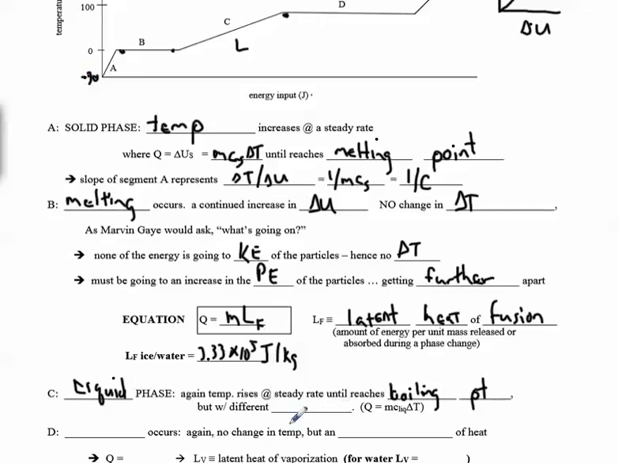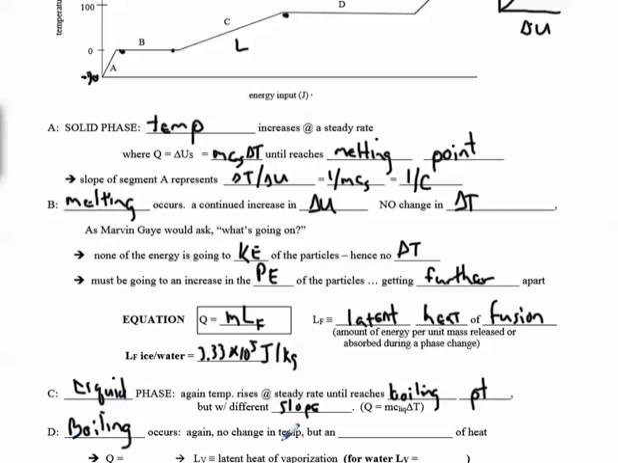Now look at the slope. We already said that the slope represents the inverse of the specific heat, or the inverse of the heat capacity. So we see that there must be a different slope here. We can say that the specific heat of the liquid, since it has a lower slope than the solid, must have a higher value because, again, they are inversely related. Then at D we have boiling occurs.